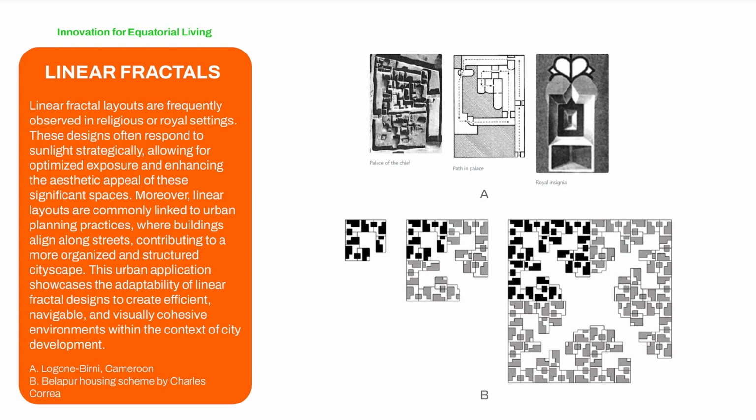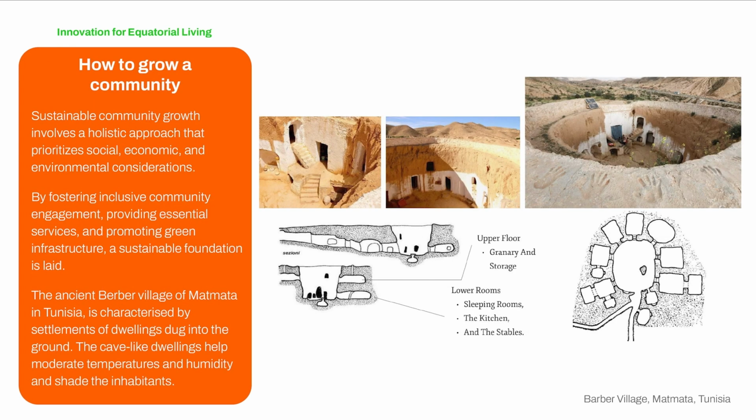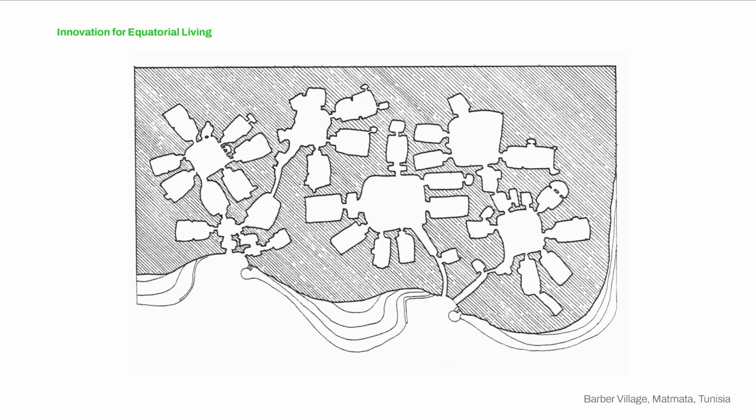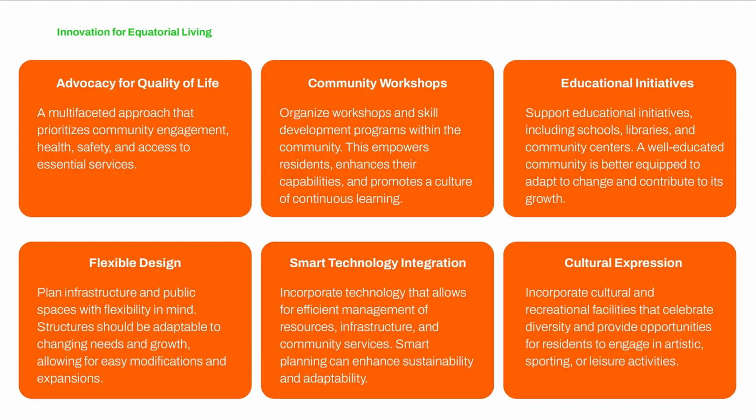Building sustainable communities involves a holistic approach that prioritizes social, economic, and environmental considerations. The ancient Berber village of Matmata in Tunisia, characterized by dwellings dug into the ground, showcases an approach that moderates temperatures and fosters community growth. Advocating for a better quality of life involves community workshops, educational initiatives, cultural expression, smart technology integration, and flexible future-proof design. These elements empower residents and contribute to community well-being.